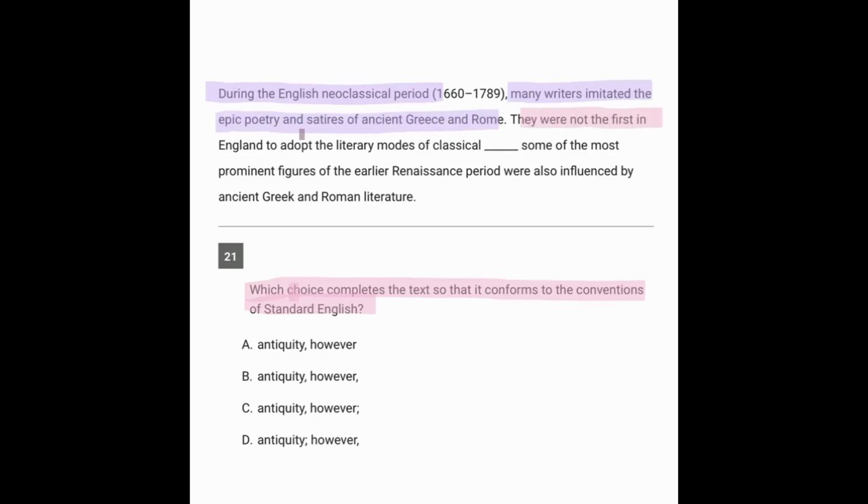They were not the first in England to adopt the literary modes of classical antiquity, however. Some of the most prominent figures of the earlier Renaissance period were also influenced by these guys. So, a lot going on, but this is a classic situation that comes up a lot on SAT questions.